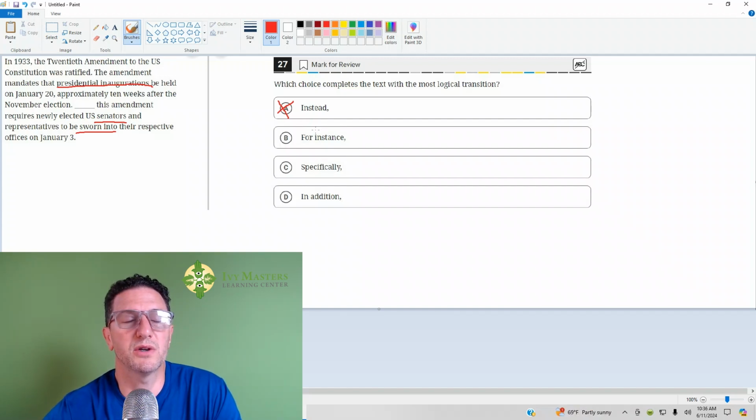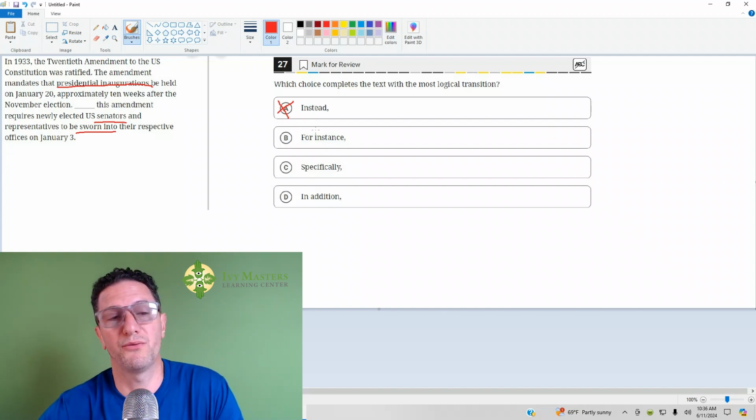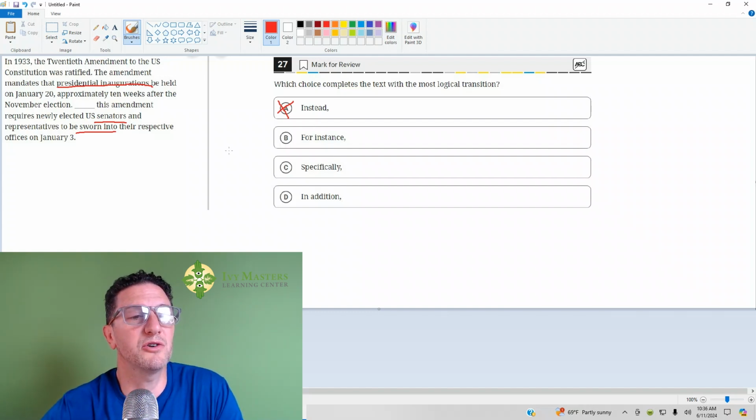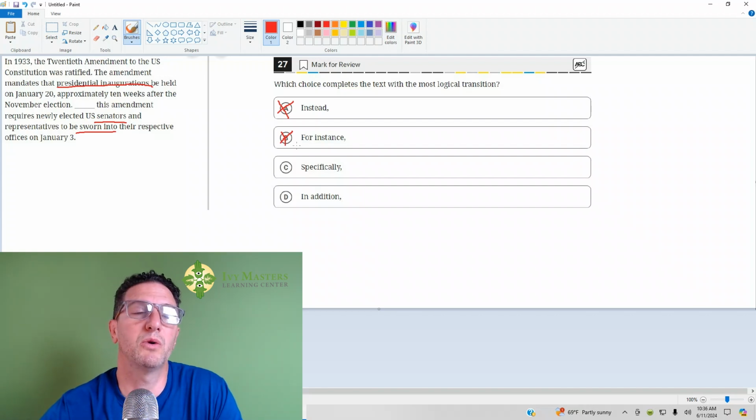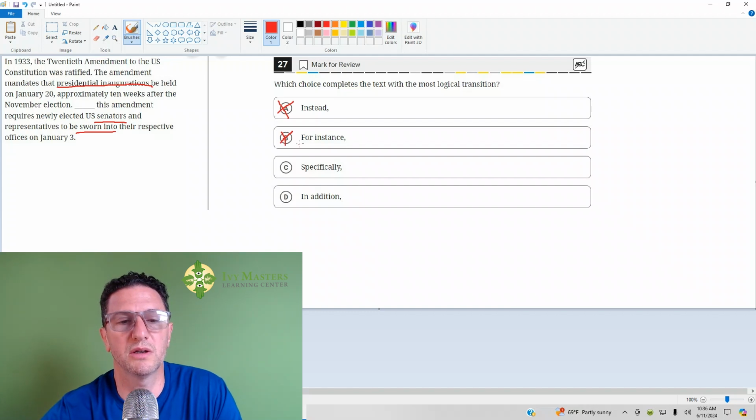So answer choice B, for instance, what's another way to say for instance? For example. Well, senators being sworn in is not an example of a presidential inauguration. Two different groups. For instance doesn't fit. Specifically, you're going to use that when what comes after is telling you more specifically about what is mentioned more generally before. We don't see that either because, again, you're going from presidential inaugurations to senatorial ones, from the president being sworn in to the senators being sworn in. That's not the same thing happening more specifically.